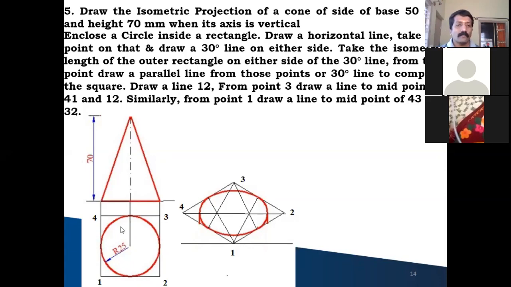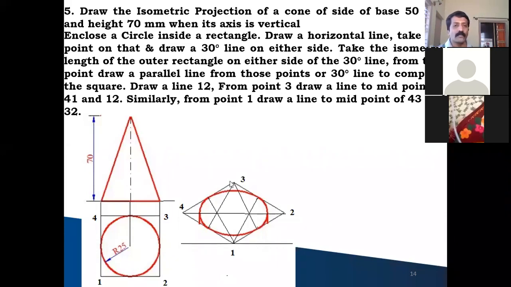First, you draw a circle in the top view, radius 25 millimeter or diameter 50 millimeter. After drawing the circle, you enclose it within a box. Here you are going to get exactly a square box. So how to do it? From this point you draw a horizontal projector line, and from this point, that means you are drawing a tangent, you draw a vertical projector line. Wherever these horizontal and vertical projectors meet, your box is ready. I will name this box 1, 2, 3, 4.